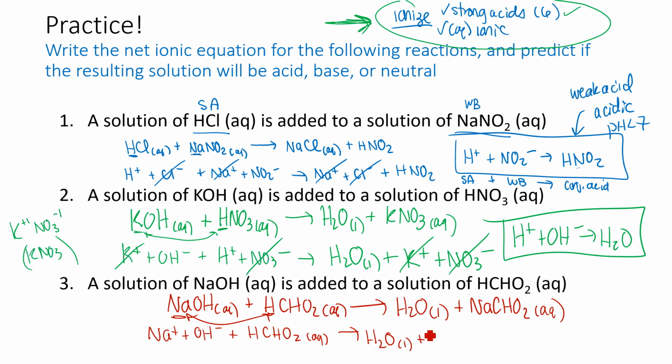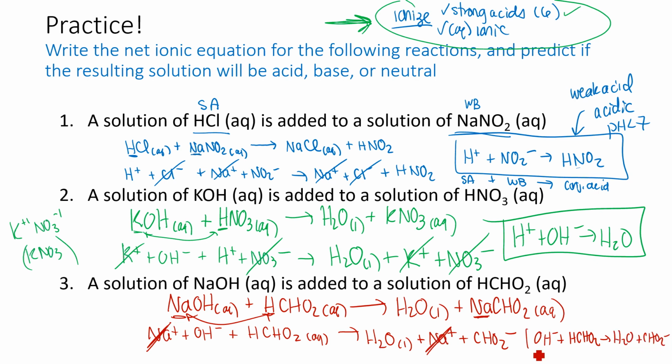Okay, water's a liquid, so I don't ionize it. And then this, again, is an ionic compound containing an alkali metal, so it is going to be soluble, so it's going to ionize. So notice in this example, we only have one spectator. So what we're left with is hydroxide plus HCHO2 makes H2O and CHO2 minus.